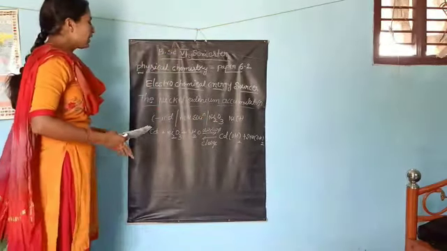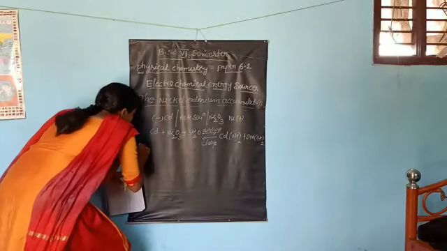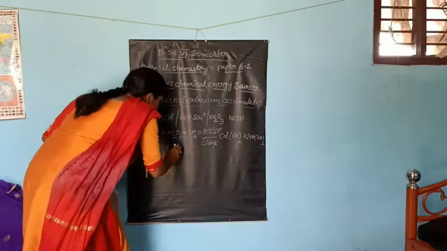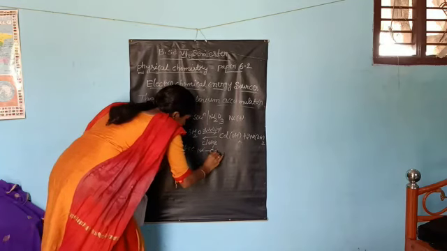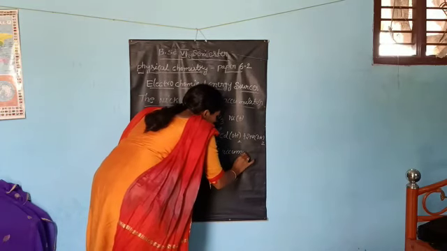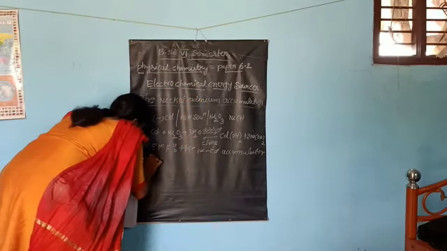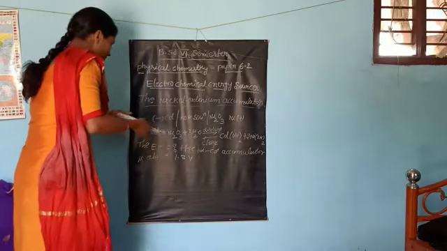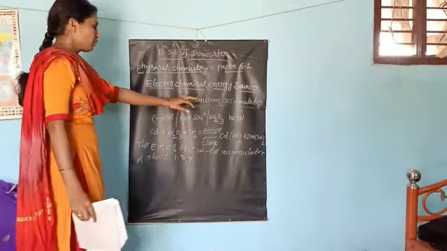The EMF of the nickel cadmium accumulator is about 1.3 volts.